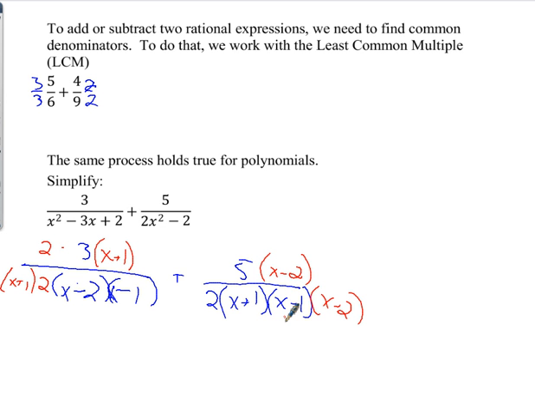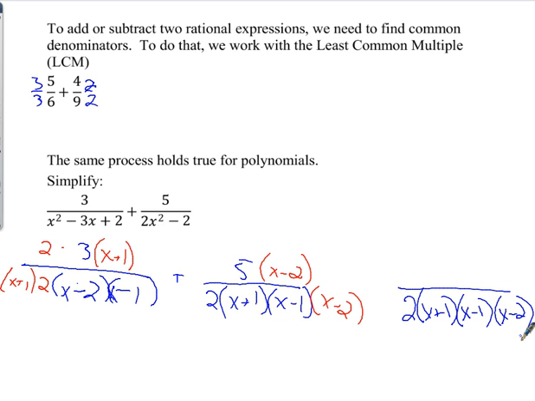So check to make sure we have the same factors in the denominator. 2, x plus 1, x minus 1, x minus 2. 2, x plus 1, x minus 1, x minus 2. We do. Now we have common denominators, and we can actually add these together. So, I add them together. The denominator is going to be 2 times x plus 1 times x minus 1 times x minus 2. And then the numerator, we're going to have to distribute that out and simplify it down.